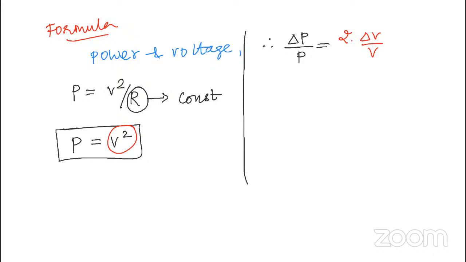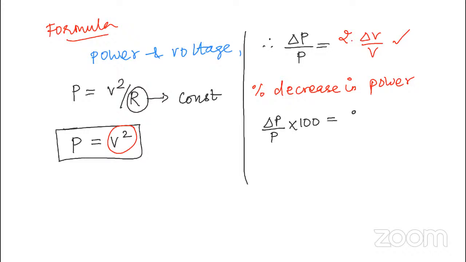Okay, so the voltage drop order value is given in percentage, no? So we need the percentage decrease in power. To calculate a percentage, we multiply the term by 100. So it becomes delta P divided by P into 100, which is equal to 2 into delta V divided by V into 100.